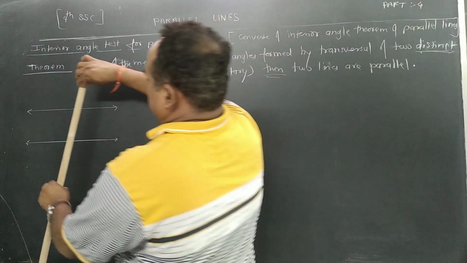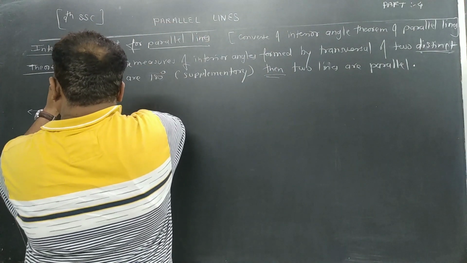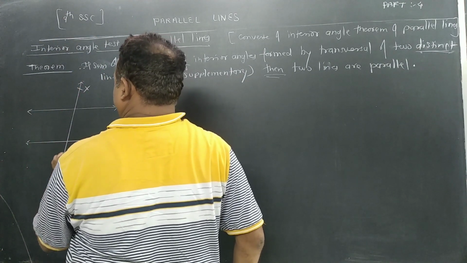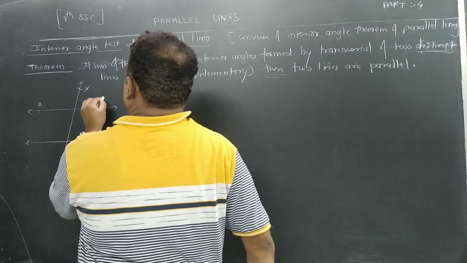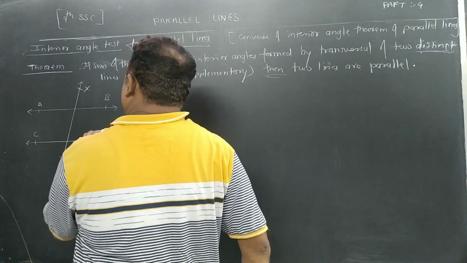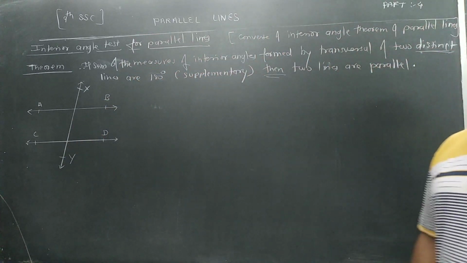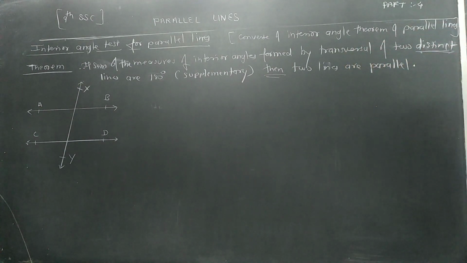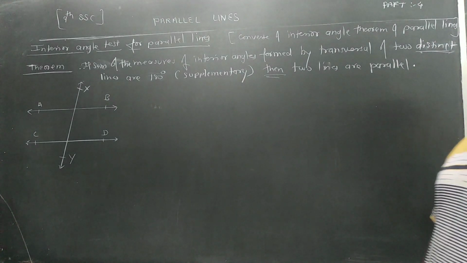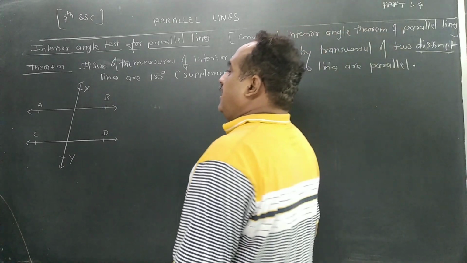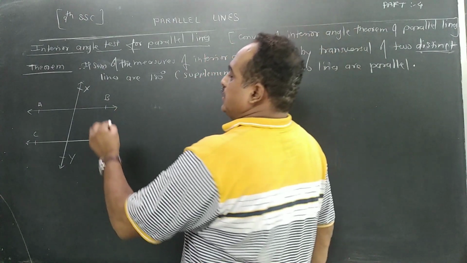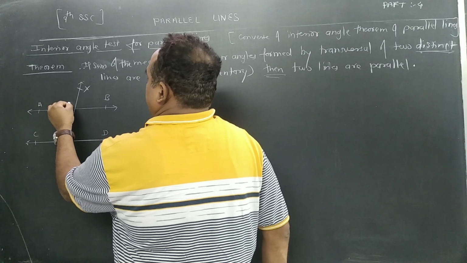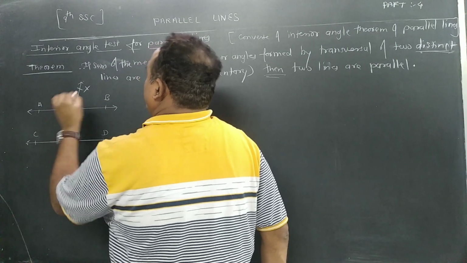So this is the transversal. I am going to draw one transversal. Name of the transversal is XY, and AB and CD are two distinct lines. They are looking like parallel, but we are not going to consider them parallel lines. What is the meaning of transversal? A line which intersects two or more lines in distinct points is called a transversal. So this line XY is a transversal which intersects lines AB and CD in distinct points P and Q.